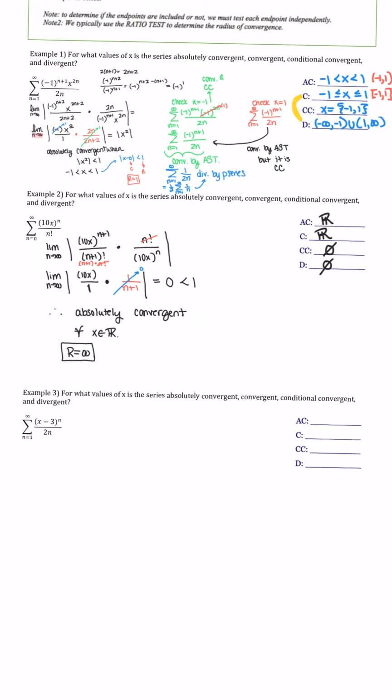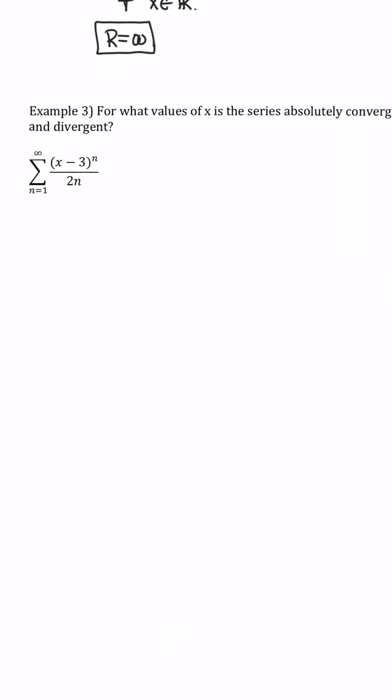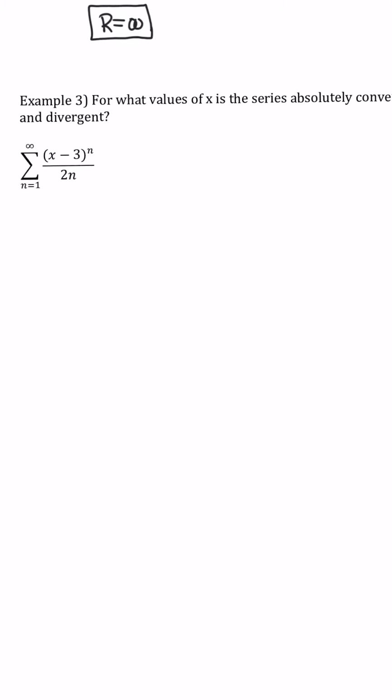Let's look at example 3. So here I finally have one that is not centered at 0. You can see just on sight that the center of this power series is 3. So let's go ahead and start with my ratio test. So the limit as n approaches infinity of (x minus 3) to the n plus 1 all over 2 times (n plus 1), which is 2n plus 2, times 2n over (x minus 3) to the n.